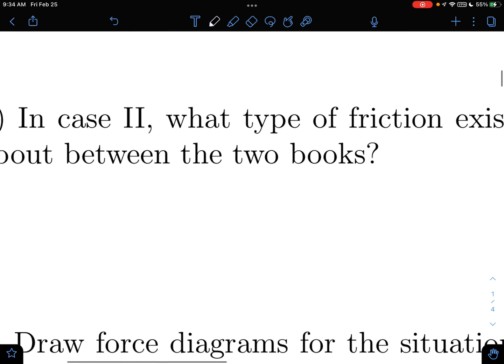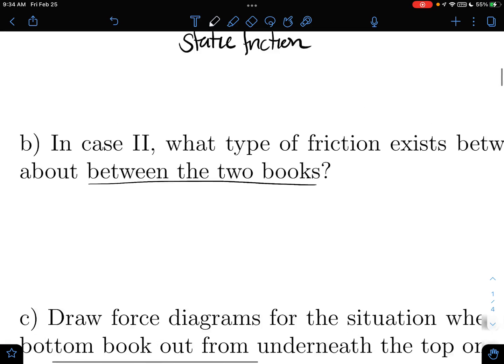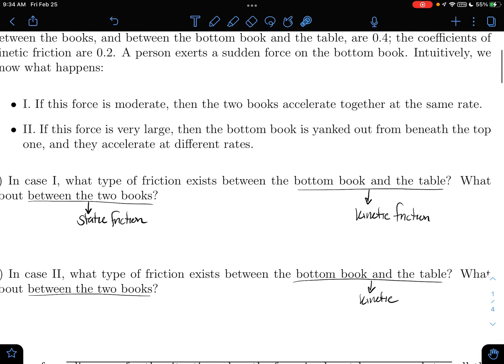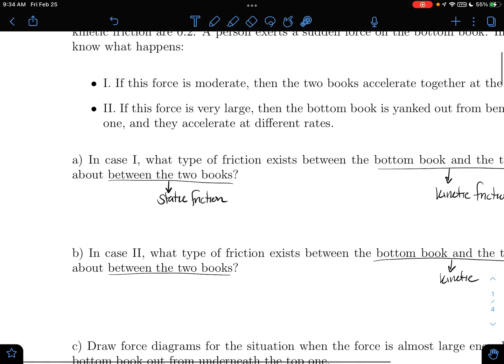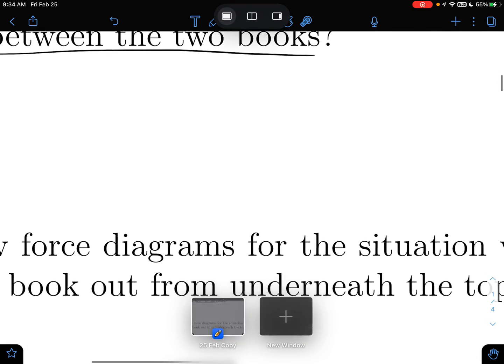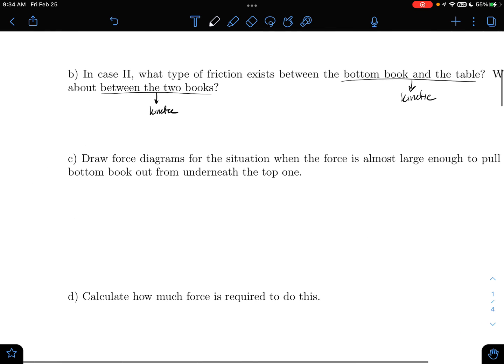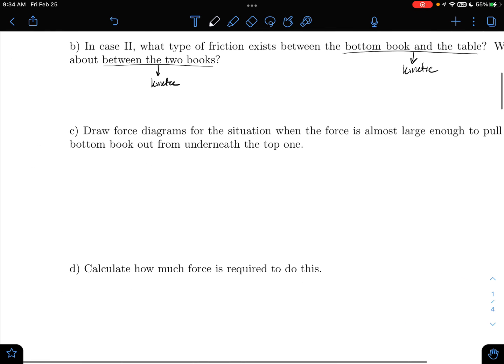And now between the two books, for this case, one is pulled out from beneath the other one and they accelerate at different rates. So this time they are accelerating relative to each other. So this one's also going to be kinetic friction. Now let's start thinking about some force diagrams.